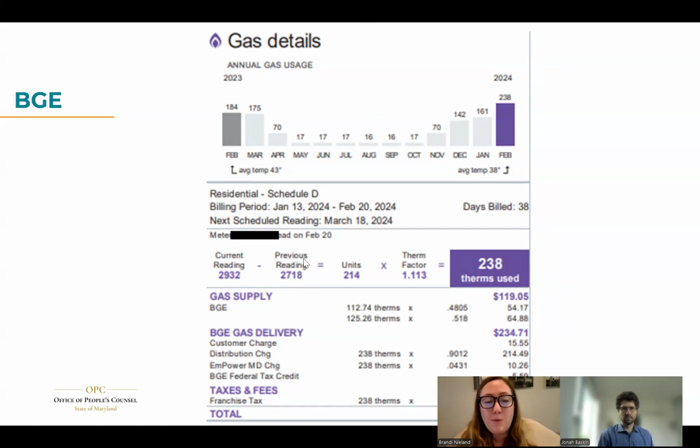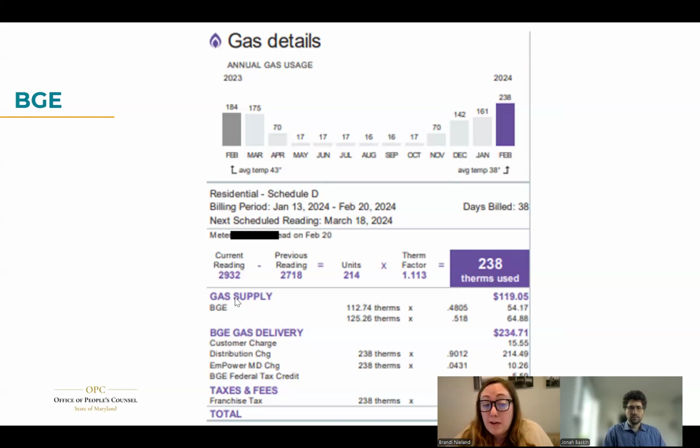Now this is a little different. So we have our previous reading, our current reading, there's our units, but then there's something called a therm factor. So your natural gas utility is constantly testing the quality of its natural gas because things like moisture and impurities can actually impact the amount of energy it contains. So the therm factor reflects the amount of energy contained in the gas that the utility delivered in any given month. So this number is going to vary month to month, but it really shouldn't be wildly different because they really are adhering to pretty strict standards regarding gas quality.